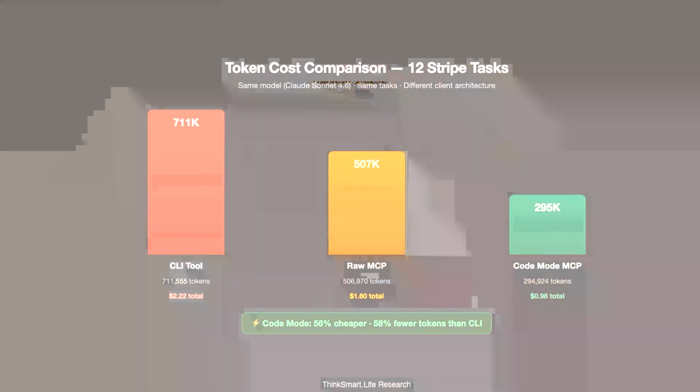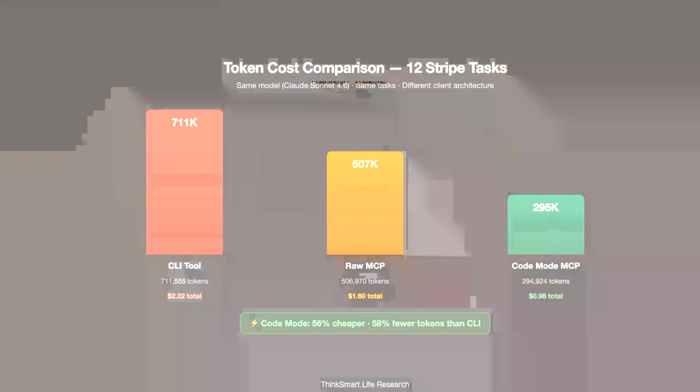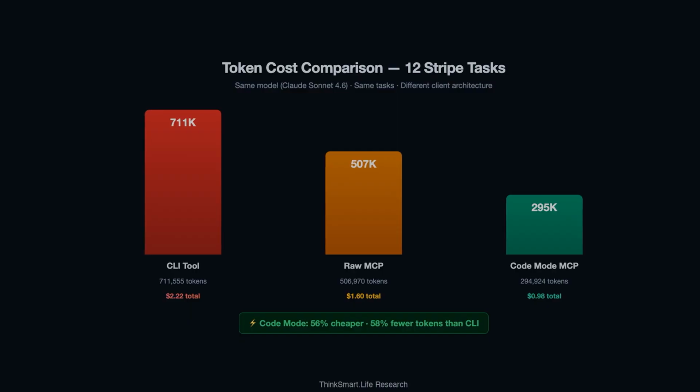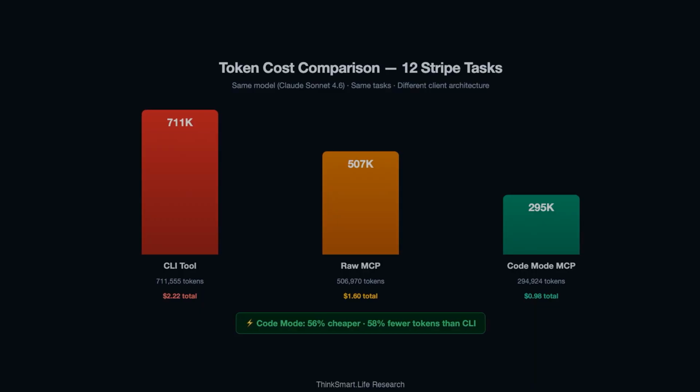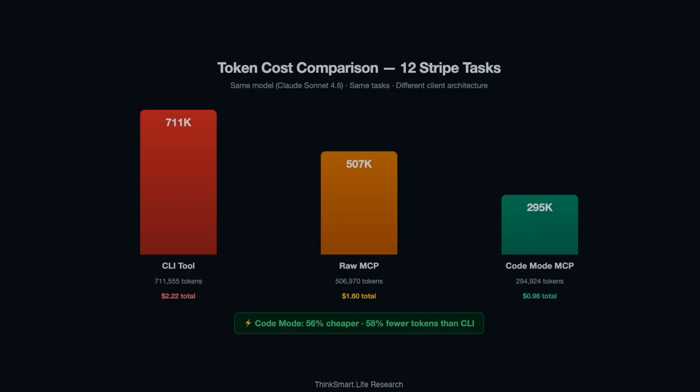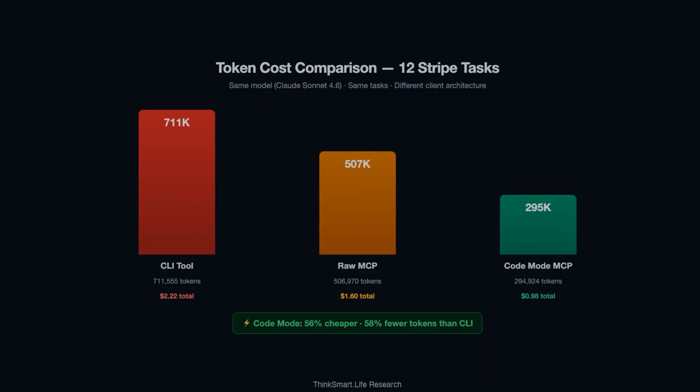across three different agent configurations using the same model, Claude Sonnet 4.6. The results reveal something that neither side of the debate has fully reckoned with. The dominant variable isn't the transport format. It's the client-side execution architecture. Let's talk about what was actually tested.